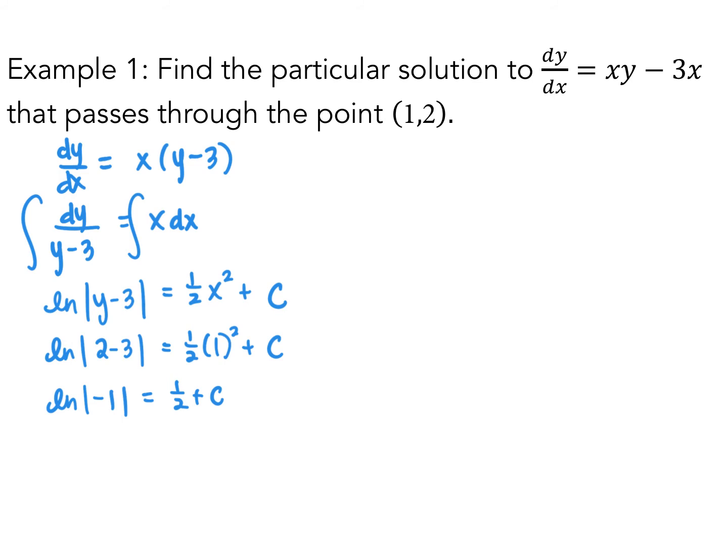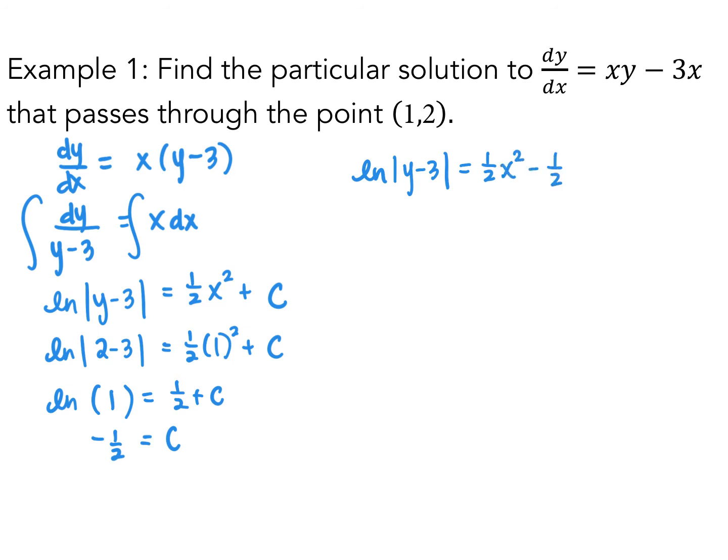So we can say, all right, I'm going to take off the absolute value and make that a +1, and the natural log of +1 is 0. So that means c is -1/2. So then we're ready to get y by itself. So we're back to now, so we've done the separate, the integrate, solve for c, and now we're going to isolate y. So we've got 1/2 x squared minus 1/2.